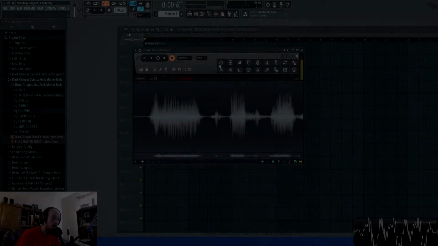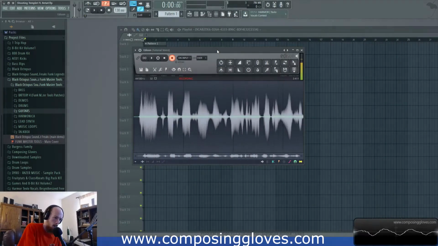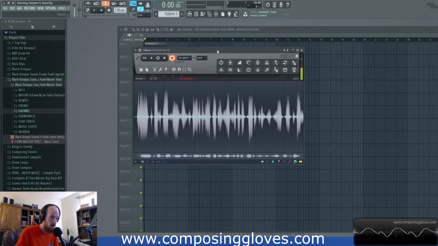Hey, Composing Gloves here, and today we're going to be approaching a super big topic. It is circular chord progressions. Why is it a big topic?